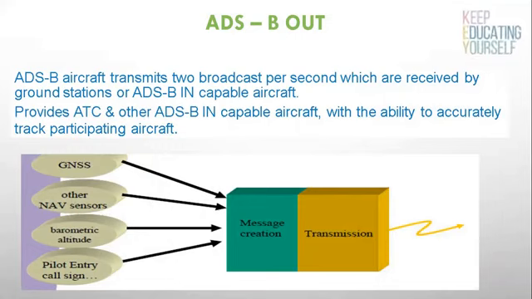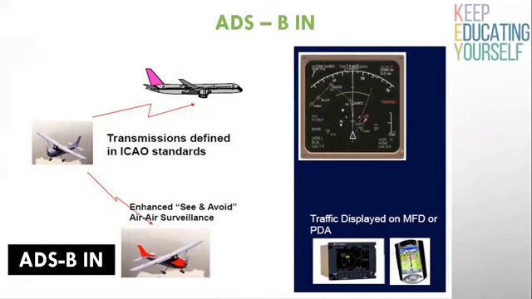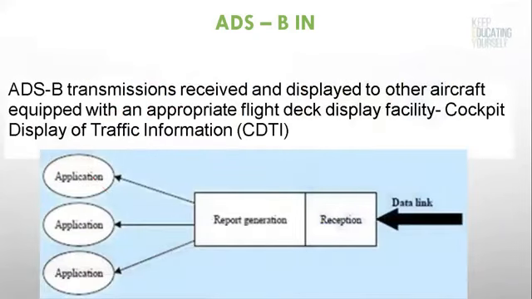ADS-B out is the transmission of ADS-B information out from an aircraft to other aircraft or to a ground station. ADS-B out would be made mandatory in airspace where ADS-B based separation is to be applied. ADS-B in, the onboard reception of ADS-B out transmission to allow cockpit display of nearby aircraft to the pilot of an ADS-B equipped aircraft, is called ADS-B in. It means the aircraft is fitted with an ADS-B transmitter as well as receiver.